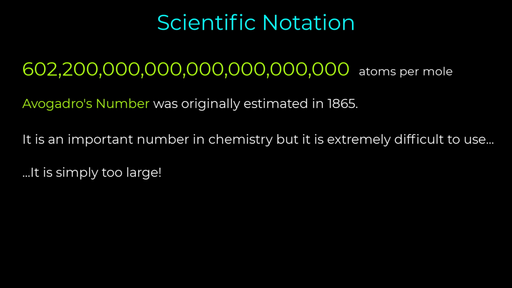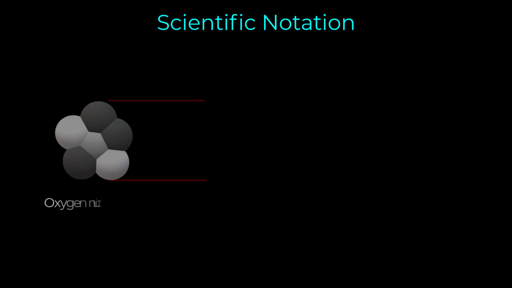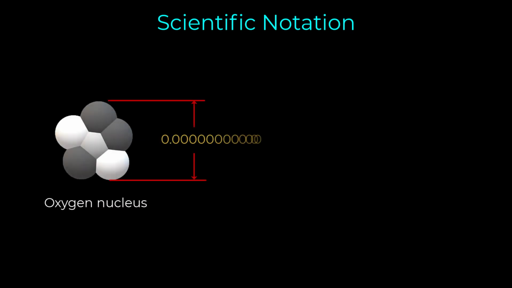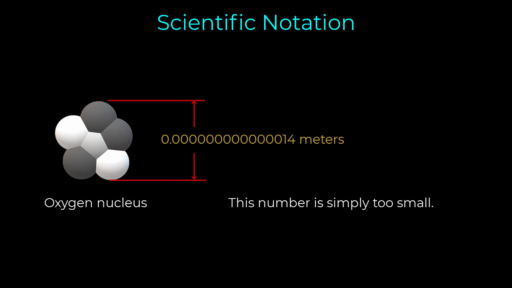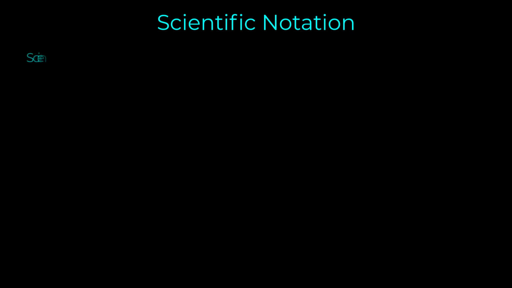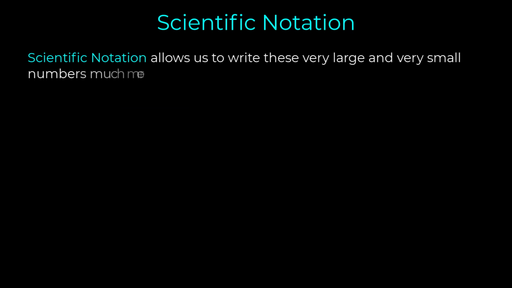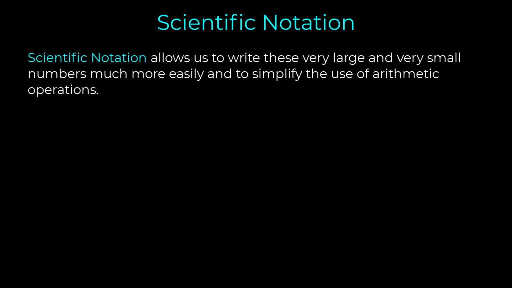Let me give you another measurement from chemistry. The diameter of an oxygen nucleus is this. Again, a very difficult number to work with in this form. It is simply too small. This is where scientific notation comes in. Scientific notation allows us to write these very large and very small numbers much more easily and to simplify the use of arithmetic operations on these numbers.